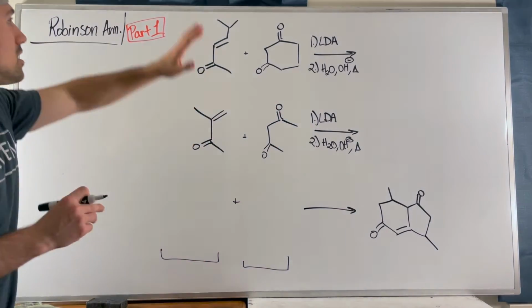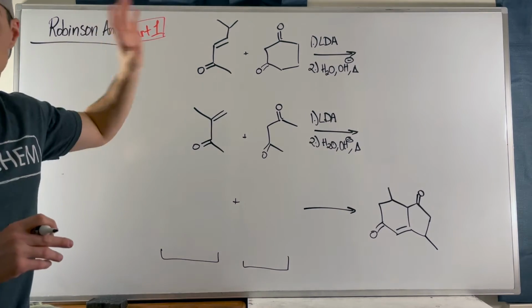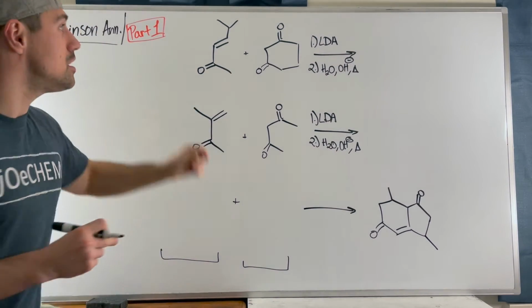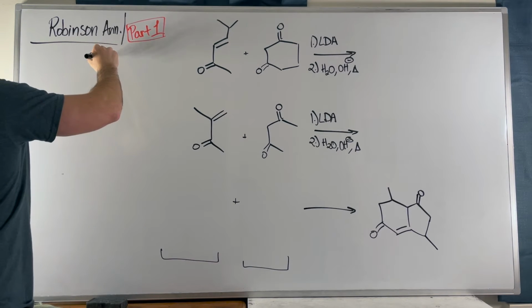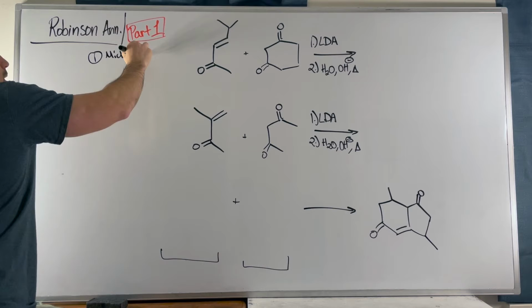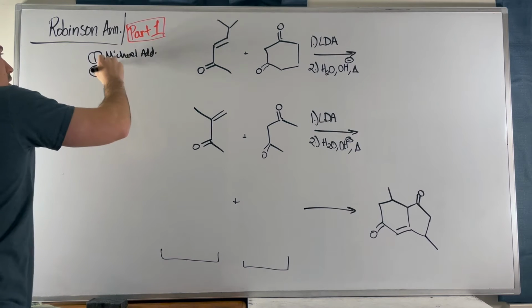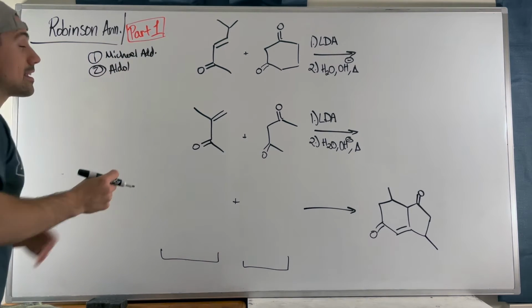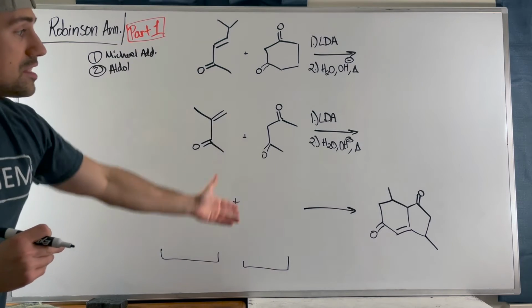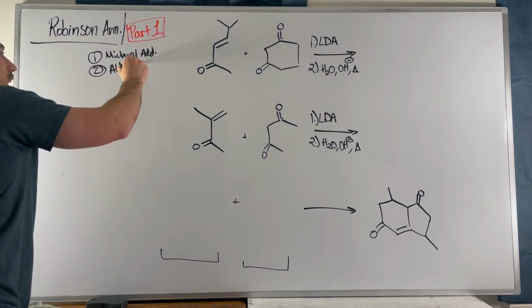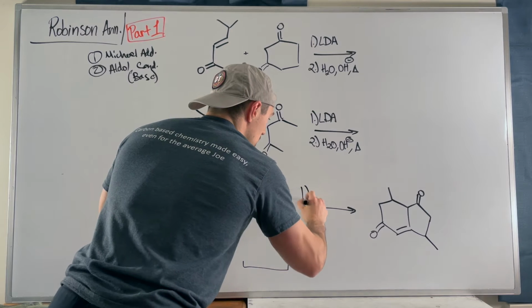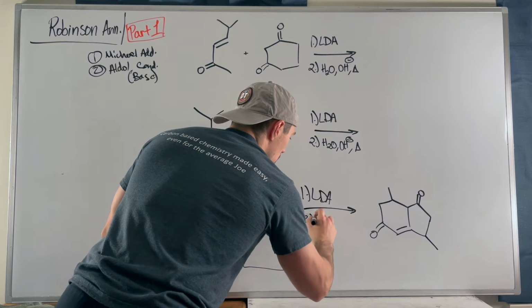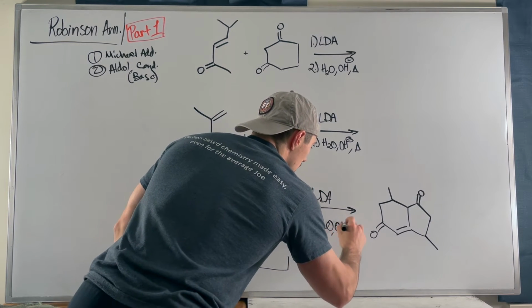But anyways, so if you take a look here, these are the first 3 of the 5 in this Robinson section. So if we take a look up here, remember, a Robinson is just a Michael addition followed by, and I guess it doesn't necessarily have to be a condensation, but in all these examples we have heat, so this is going to be an aldol condensation in base, okay? And I guess I should have probably written this stuff down here, LDA, and then the water, OH minus, heat.